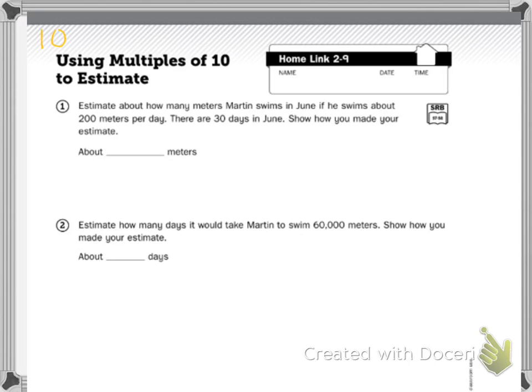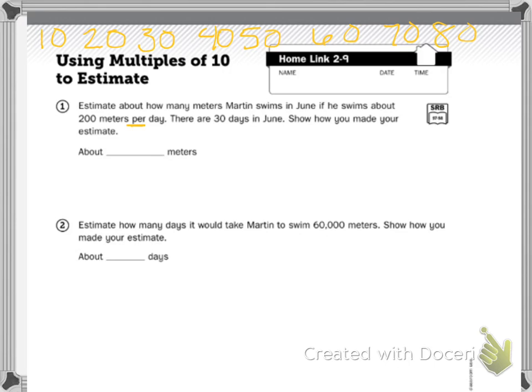So 10 times 1 is 10, 10 times 2 is 20, 30, 40, 50, 60, 70, 80, and so on. So your first one says, estimate about how many meters Martin swims in June. If he swims about 200 meters per day. So that per tells us to multiply. So there are 30 days in June. So show how you made your estimate.